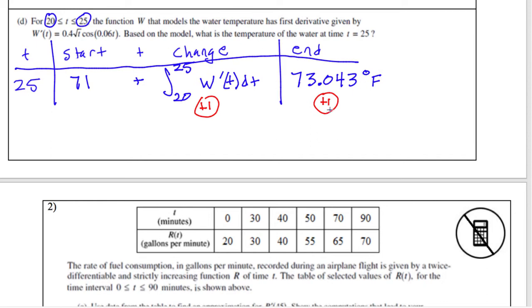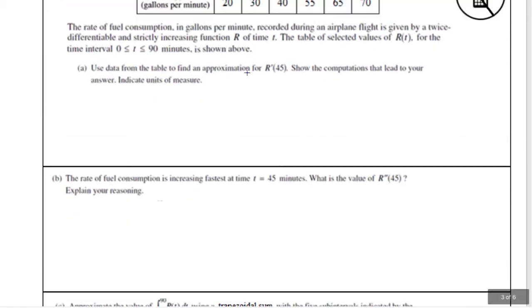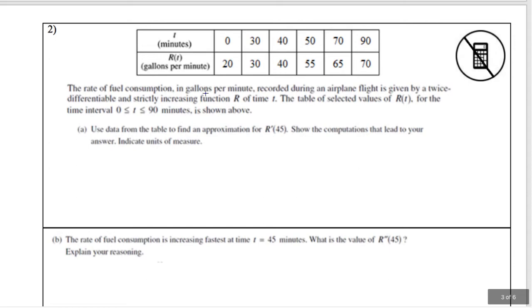All right, this whole problem was out of 9 points, but you don't really need to know that. We're just showing you how to do the math. Any questions on problem 1 before we move on to problem 2? Shakes heads. All right, we're on to problem number 2. We're on to letter A.